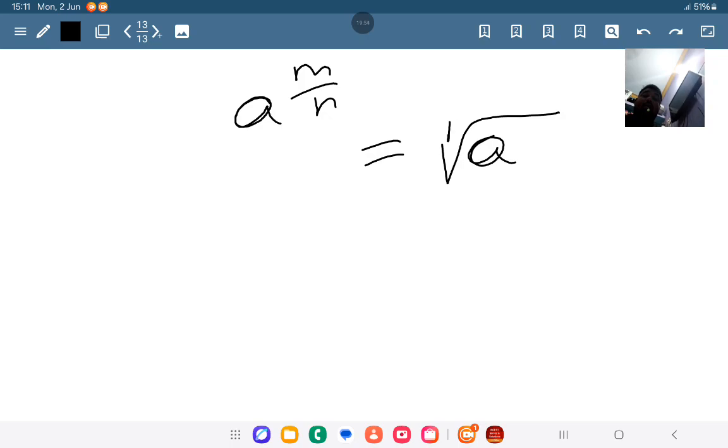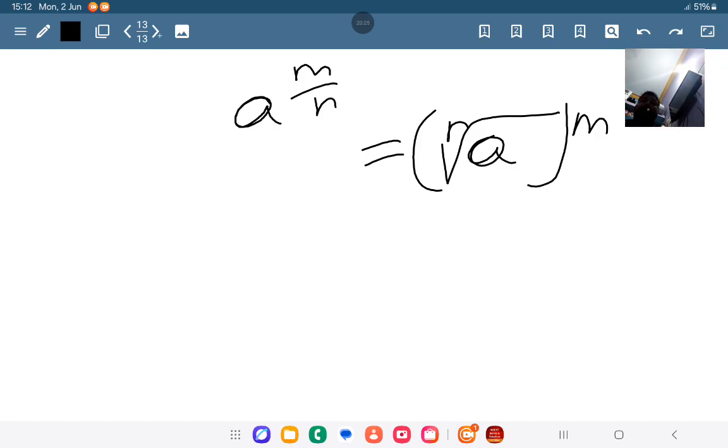Then the last one: a to the power m by n is equal to a root nth, whole to the power m. Here a is a digit and its power is m by n. So here what will happen? This denominator n will be its root and its numerator m will be its power.